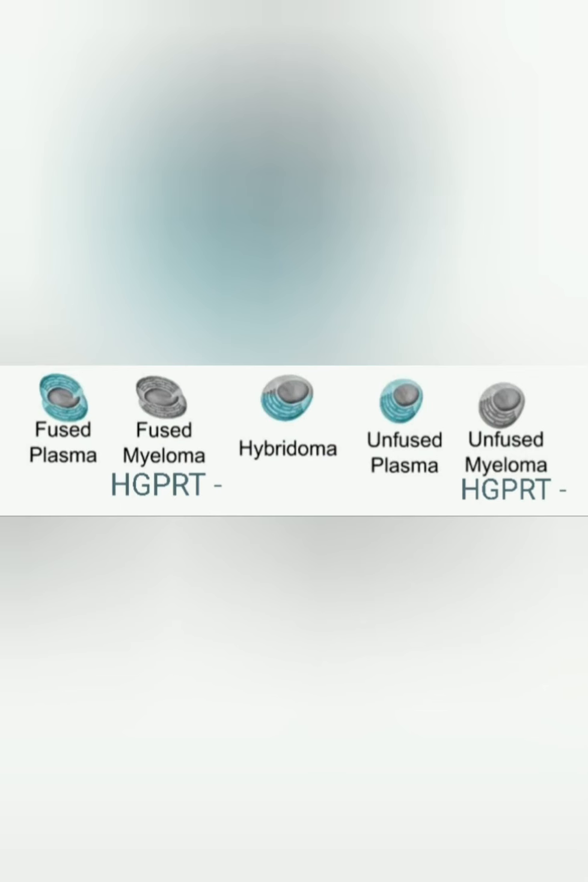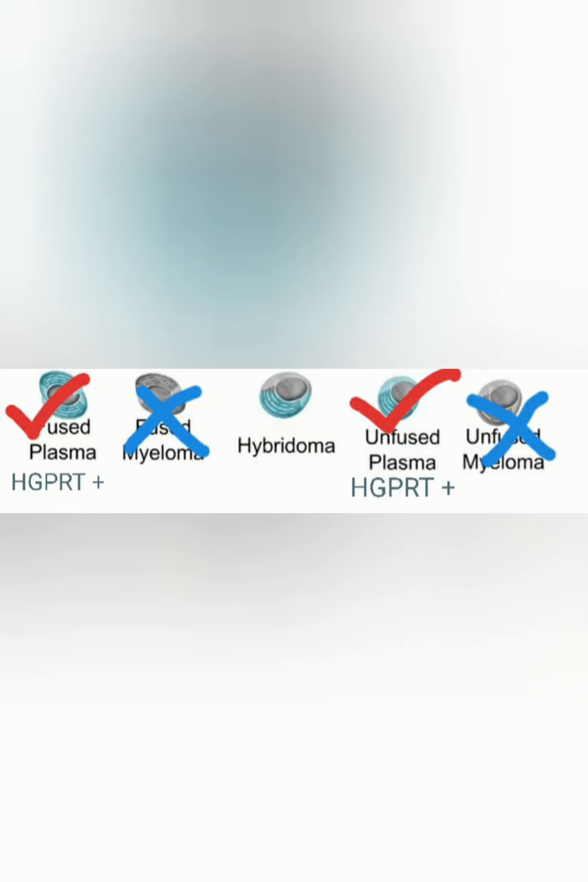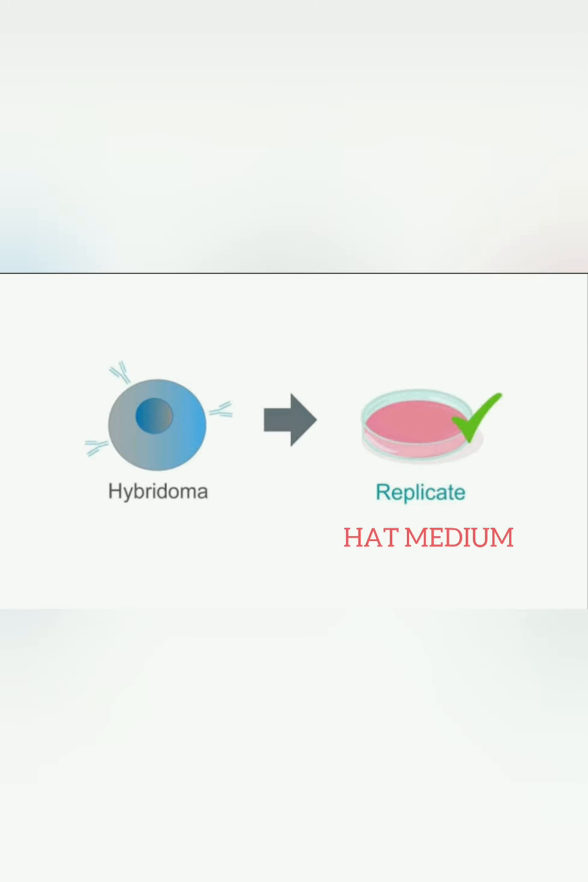In this condition, fused and unfused myeloma cells are not able to live or survive in HAT medium because the myeloma cells are HGPRT minus. In case of fused and unfused plasma cells, these cells can survive in HAT medium because they have this particular enzyme called HGPRT, so they can utilize salvage pathway and synthesize nucleotides. But plasma cells have short lifespan, so automatically they will die within a short period of time. So the only leftover cell in HAT medium is Hybridoma cell.